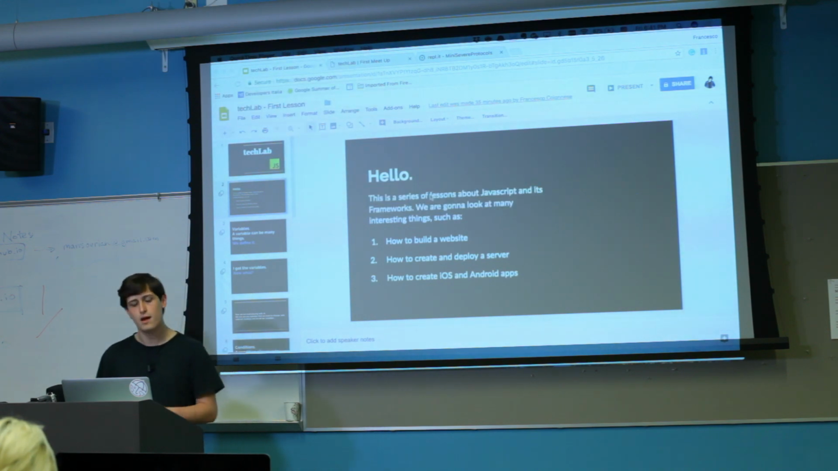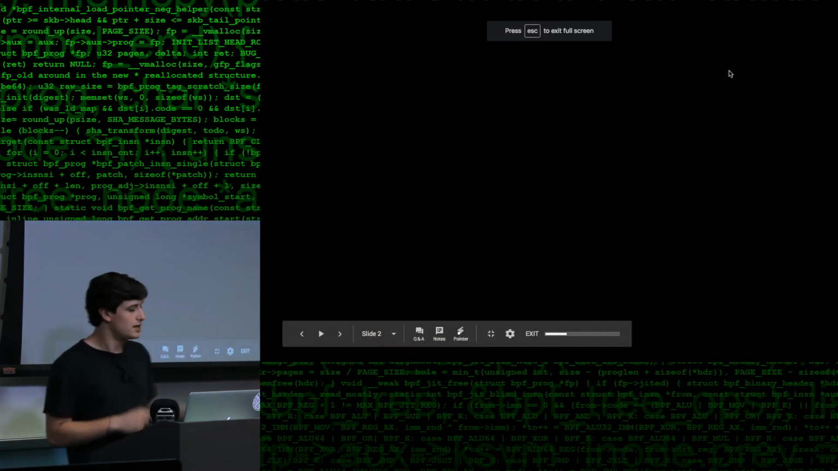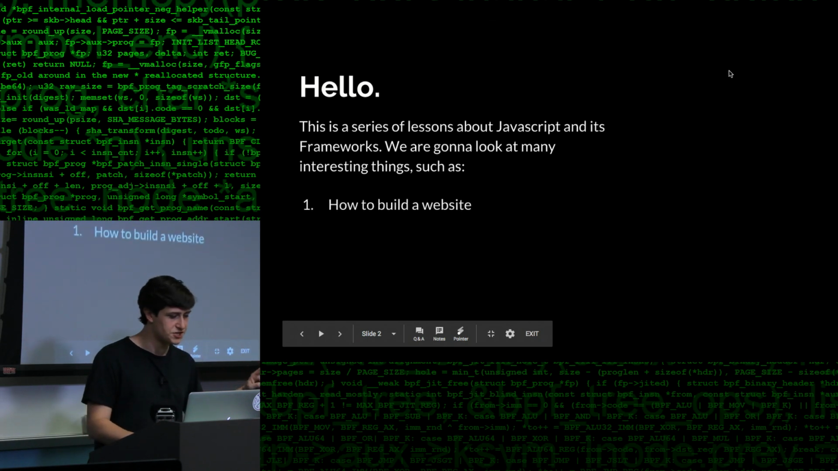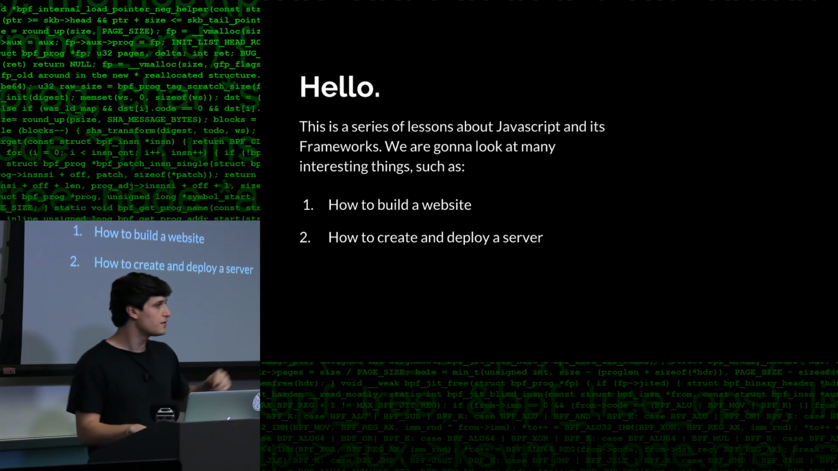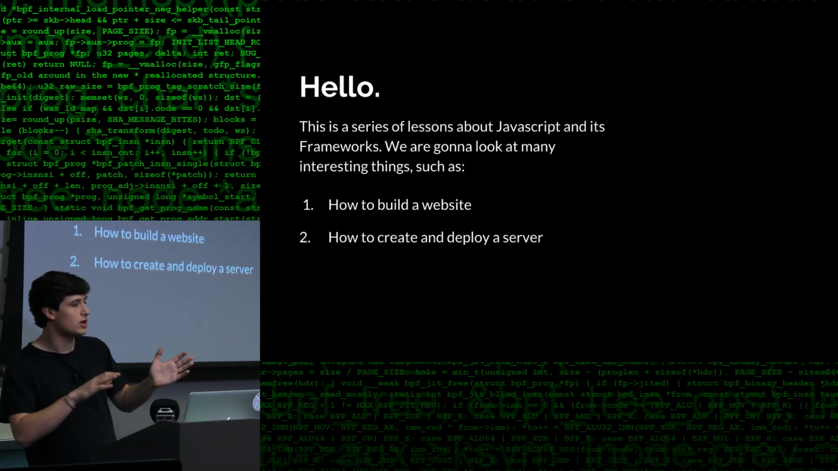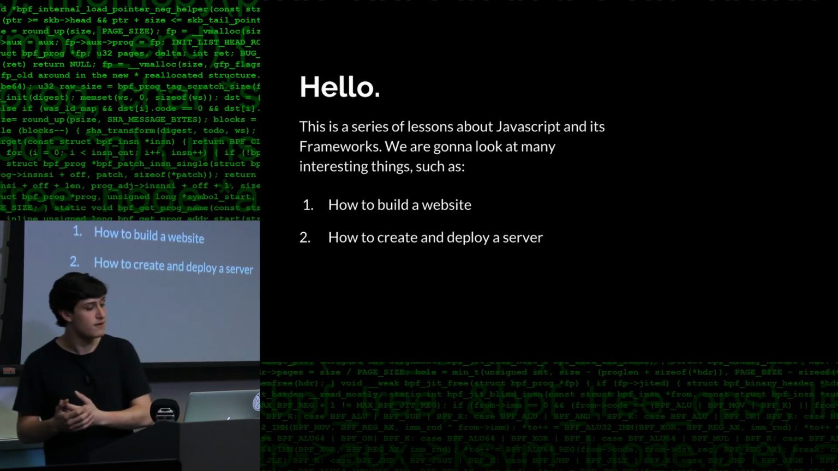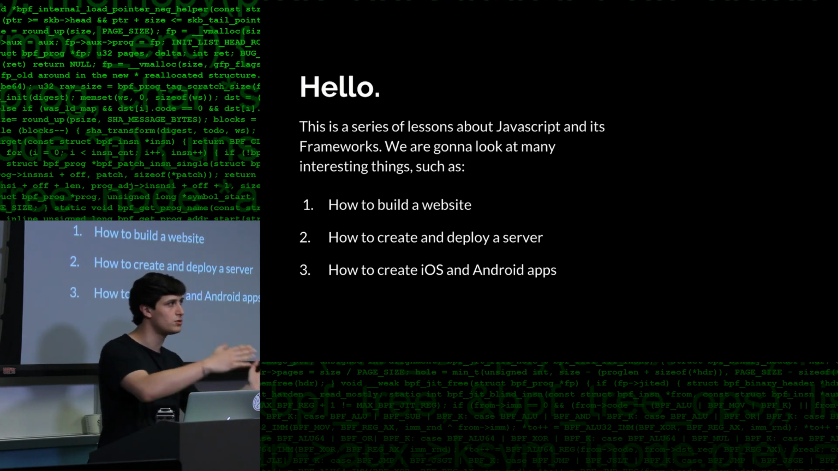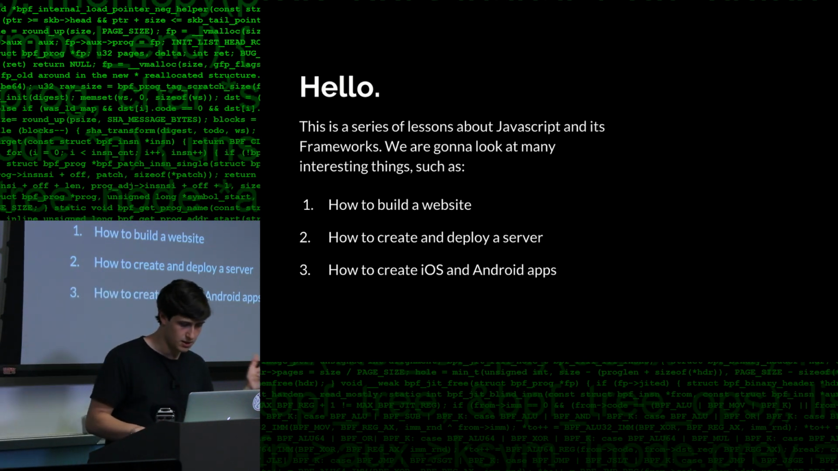Okay. Got it. So as I was saying, we're going to be looking at three different things: how to create a website first, and then how to create and deploy a server. And then from there, I wanted to go off topic a little bit and show you guys how to use the same language, JavaScript, to create iOS and Android apps. There's actually a framework called React Native that allows you to code the same app using the same language. So that's going to be another thing that we're going to be doing.